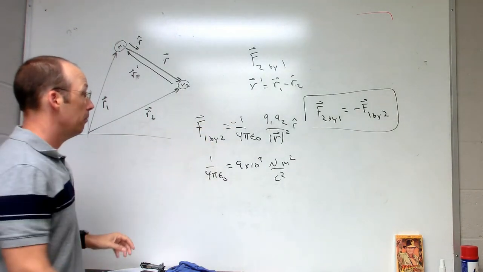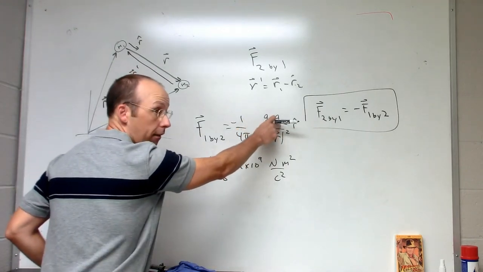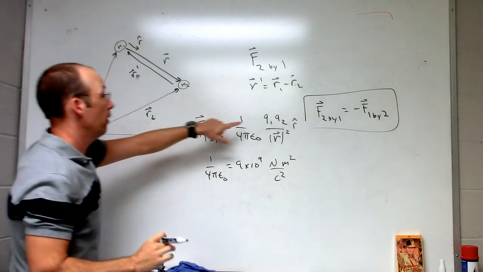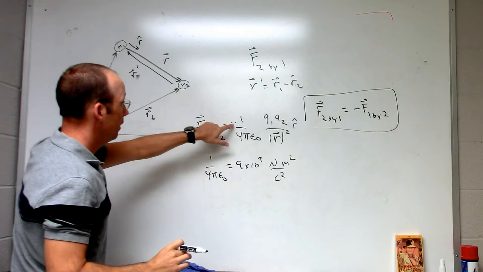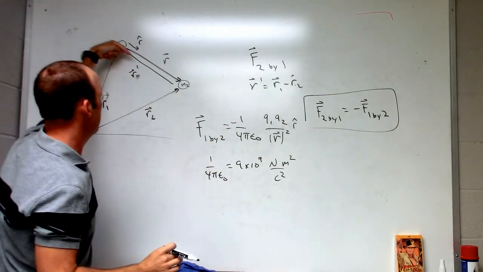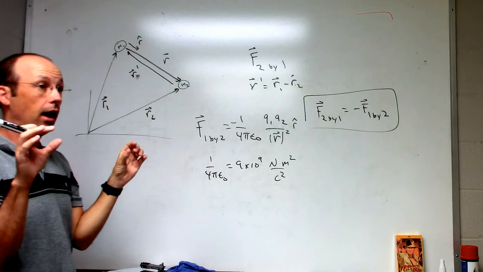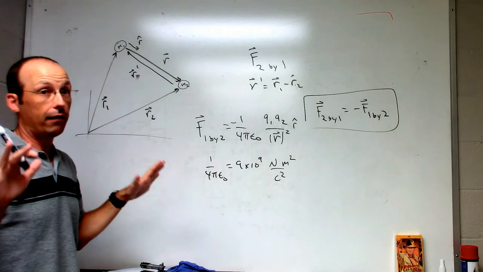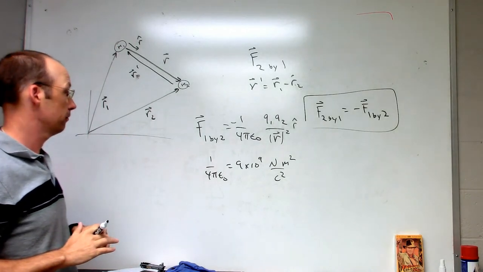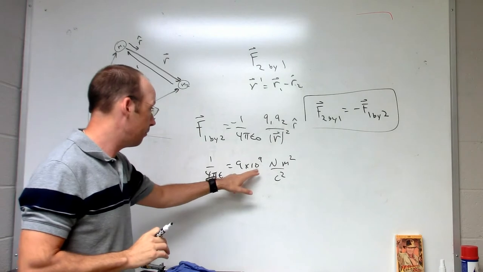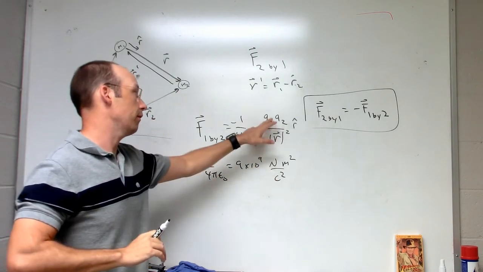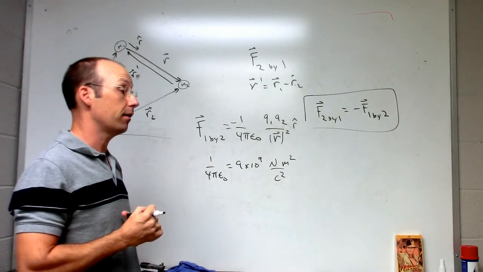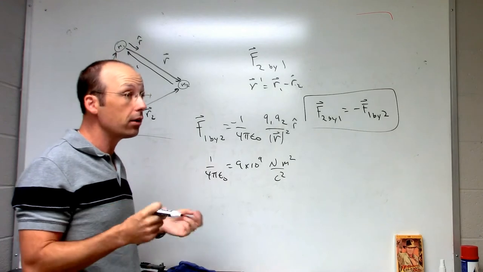The negative sign means that if these two have the same sign of charge, the force would be pushing them away. If one is negative and one is positive, then the whole thing will be positive and pull them together. So this is where opposite charges attract and like charges repel, which you don't have with gravity. Gravity always attracts. Compare 9 times 10 to the 9th, which depends on the value of the charge, to 6.67 times 10 to the negative 11th. The gravitational force is much weaker than the electric force.